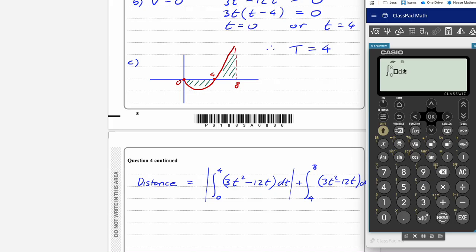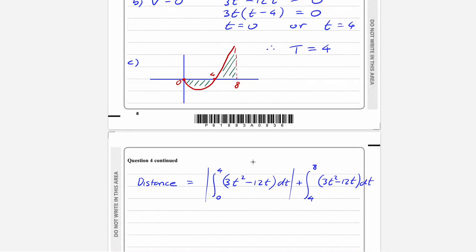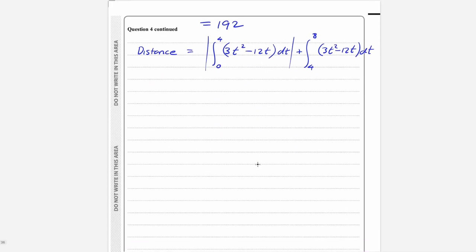In this situation, we go from 0 to 8, and I want the absolute value. So I go back to catalog, go down to numeric calc, and then absolute value there. And here, I'm literally going to write in 3x squared minus 12x. Press enter, and that's the answer. The answer is 192. Now guys, you can just lock that in somewhere, like 192, so that you know that's your answer, but you do need to show your working here, guys.